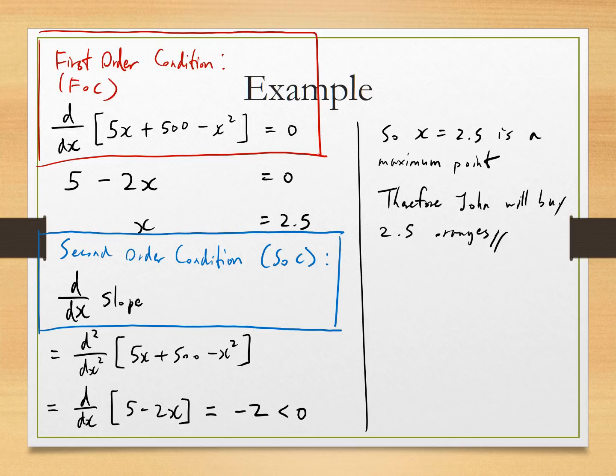Take the derivative of the utility function, or in the case of profit maximization, you'll be taking the derivative of the profit function. Set it to 0. Solve for x. That gives you candidates for maximum utility or maximum profit. You have to calculate the second order condition and verify that the points are actually utility maximizing or profit maximizing.